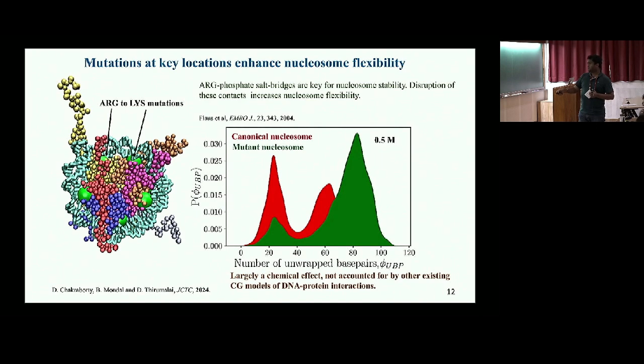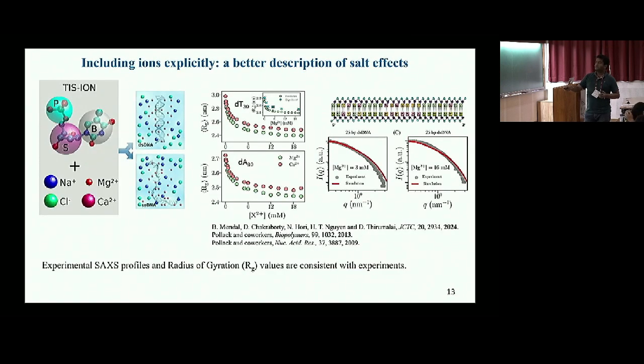And what I wanted to point out is this is, of course, as you will know, a largely chemical effect, and this is not accounted for by other existing coarse-grained models. And so in a new version of our model, we have also included ions explicitly, so I will not discuss this because of lack of time.